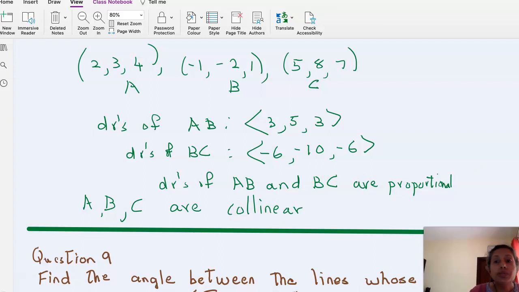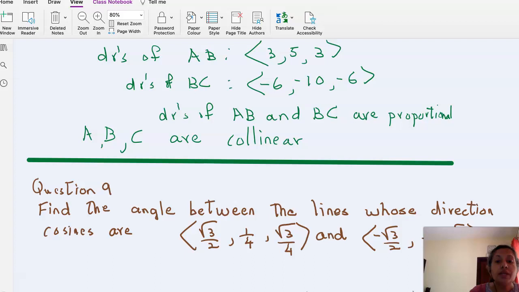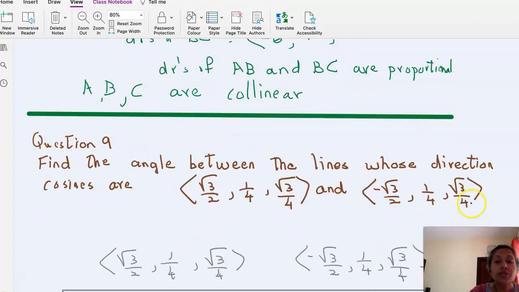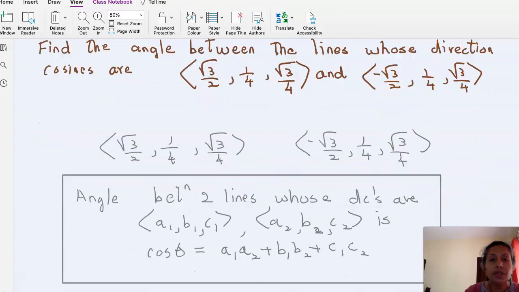Now we come to the supreme ordeal, the more difficult problems of this topic. Find the angle between the lines whose direction cosines are √3/2, 1/4, √3/4 and -√3/2, 1/4 and √3/4. So how will you do this? It's slightly different. The angle between two lines whose direction cosines are a1, b1, c1, a2, b2, c2 is given by cos theta = a1a2 + b1b2 + c1c2.